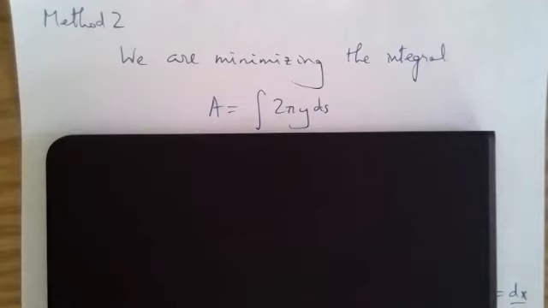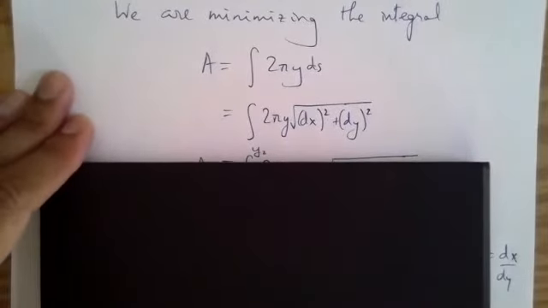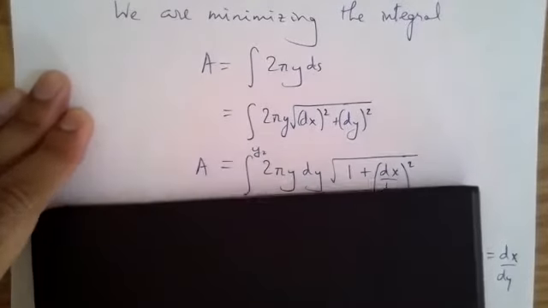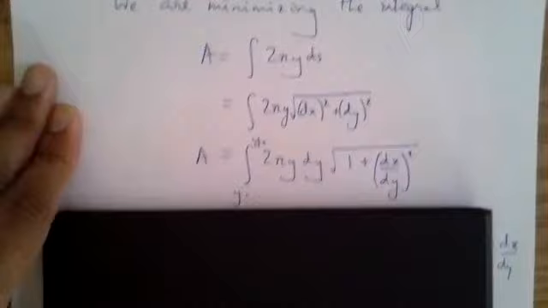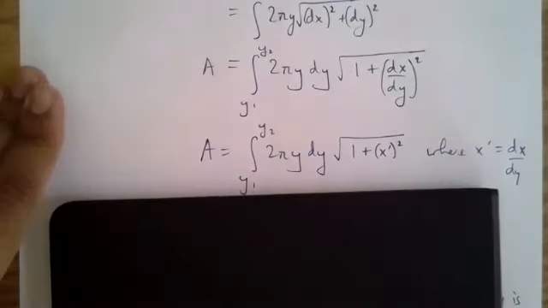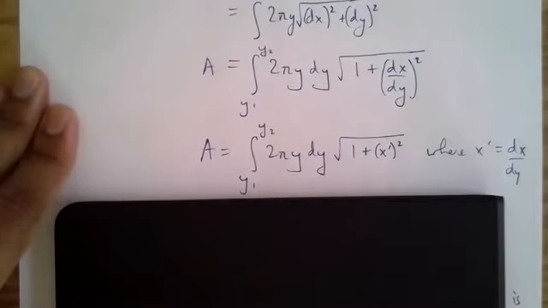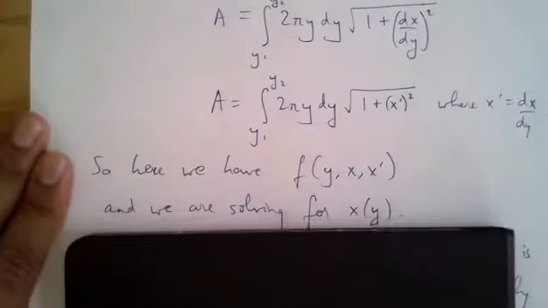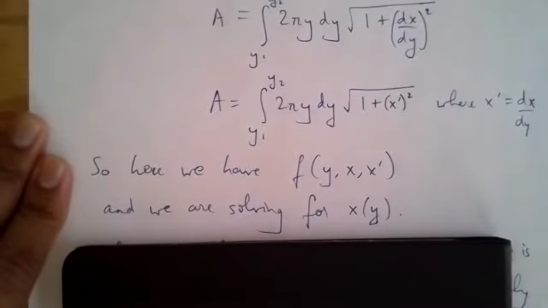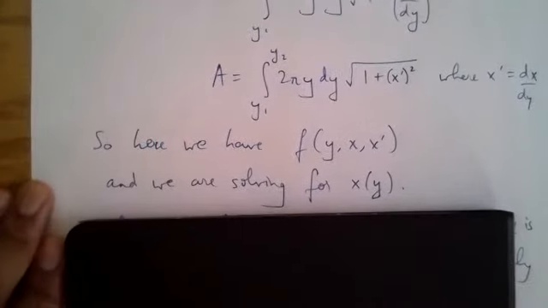In method 2, we again look at the same problem, but with a slightly different approach. Again, we rewrite ds as the square root of dx squared plus dy squared, but now we pull out dy. So here x prime represents dx over dy. So we are taking y as our independent variable and x as our dependent variable. So our f here is f of y comma x prime, and we are solving for x of y.